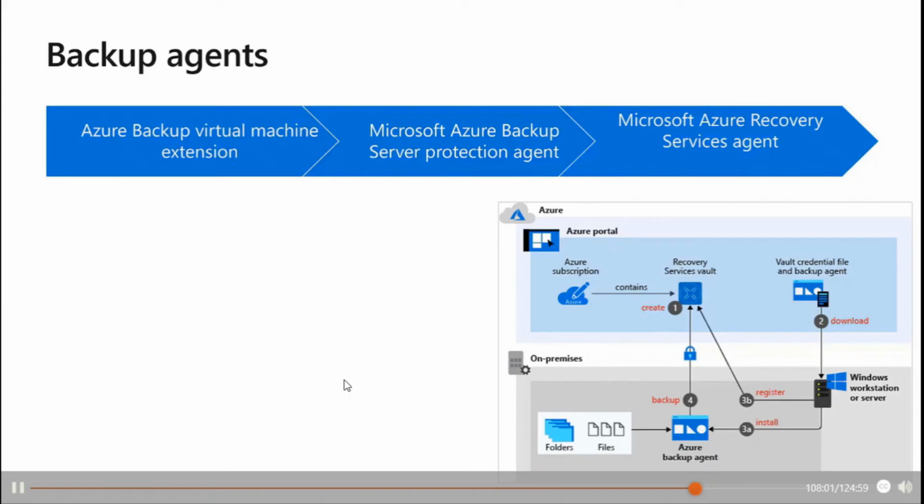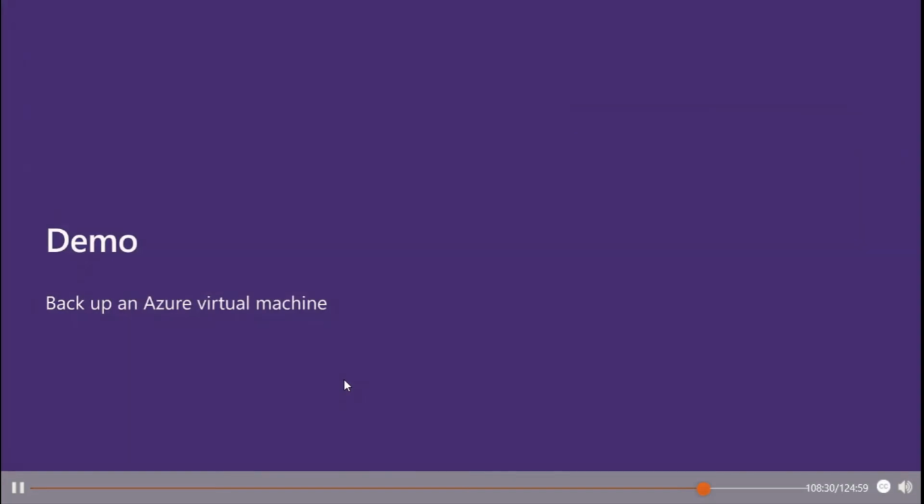This is useful, for example, the MARS agent, when you want to do backup of files and folders, because it is super simple to set up. There are certain limitations: it can only do 3 backups a day, and there is only a version for Windows, so there is no version for Linux. If you want to do files and folder backup on Linux, you have to use the backup server. But better yet, let's do a demo.